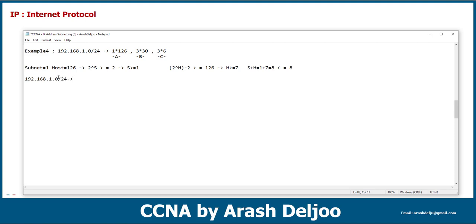The /24 network is 192.168.1, and after that we have 8 host bits, you know it. All of these 8 bits are the host bits.